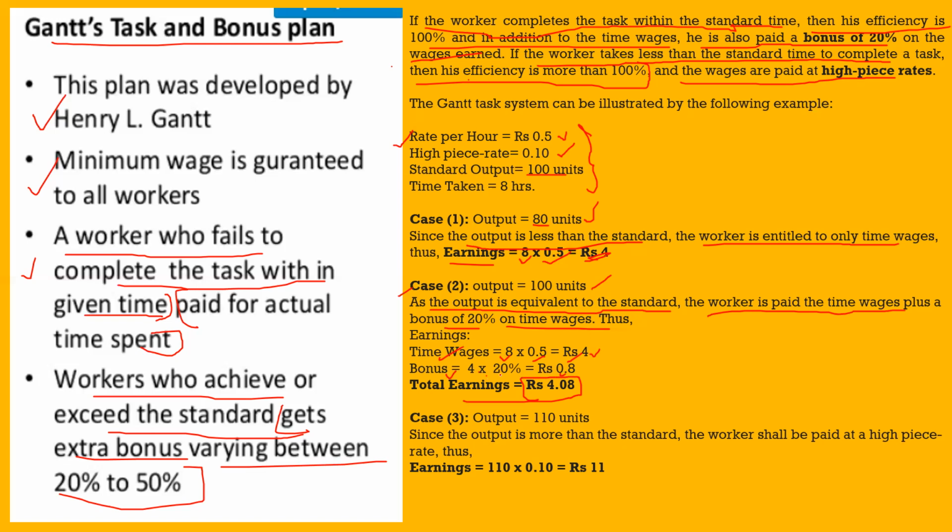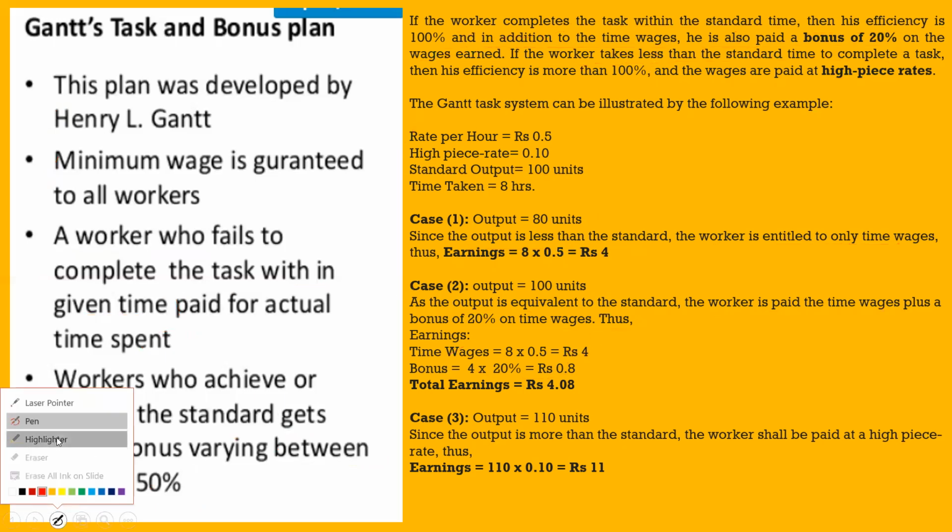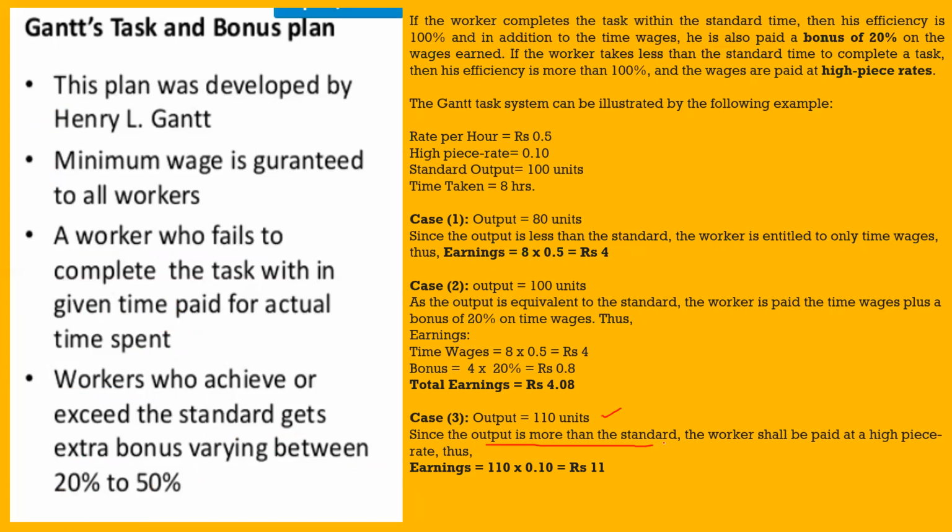Bonus is 20% of what he has earned, time wages. 20% of his time wages is the bonus. So in case 3, output is 110 units. Since the output is more than the standard, the worker shall be paid at a higher piece rate. Now, he will be paid not based on rate per hour, but based on the high piece rate for the number of units he has produced.